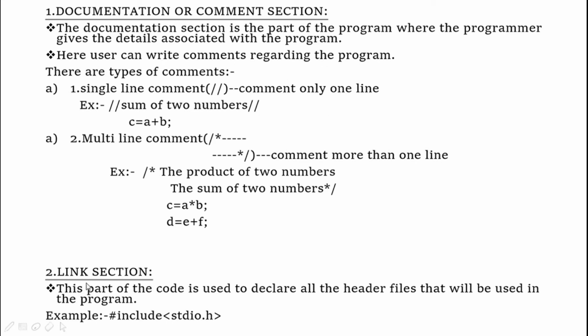So the next section is the link section. This part of the code is used to declare all the header files that will be used in the program. C language consists of predefined functions or header files that are already defined in C. For example, here I have given #include <stdio.h>. So here we declare all the header files in this section.